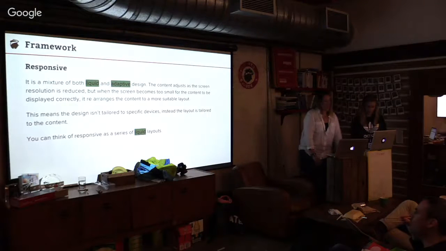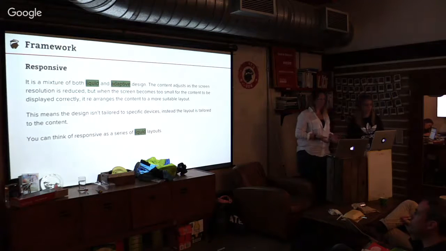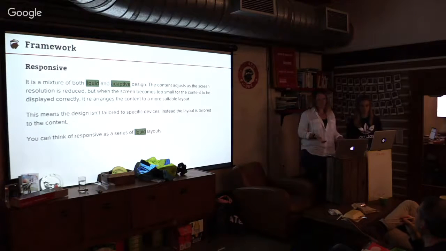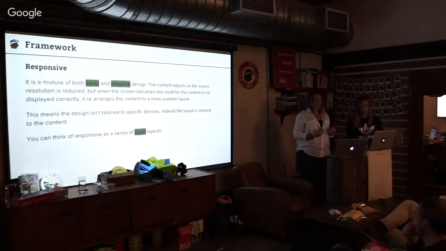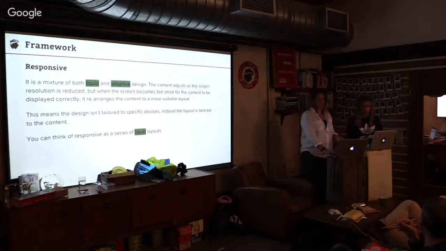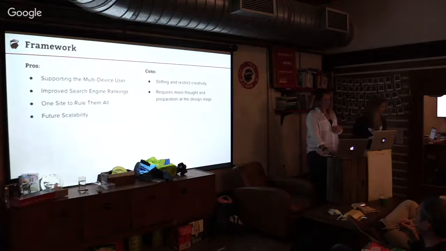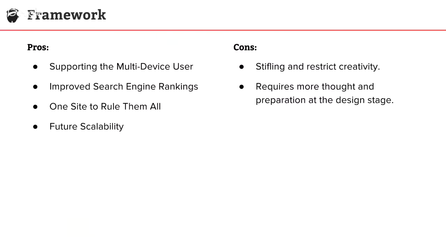So responsive design is a mixture between liquid and adaptive. It means that you can basically control it pixel by pixel if you need to. So if you're getting a lot of traffic from one particular device, you can optimize your layout for that device, even if it's only like 10 pixels smaller than the device above it. So it supports multi-device users. Now Google's taking it into consideration. If you don't have a responsive site, you get penalized, which is a bit mean.